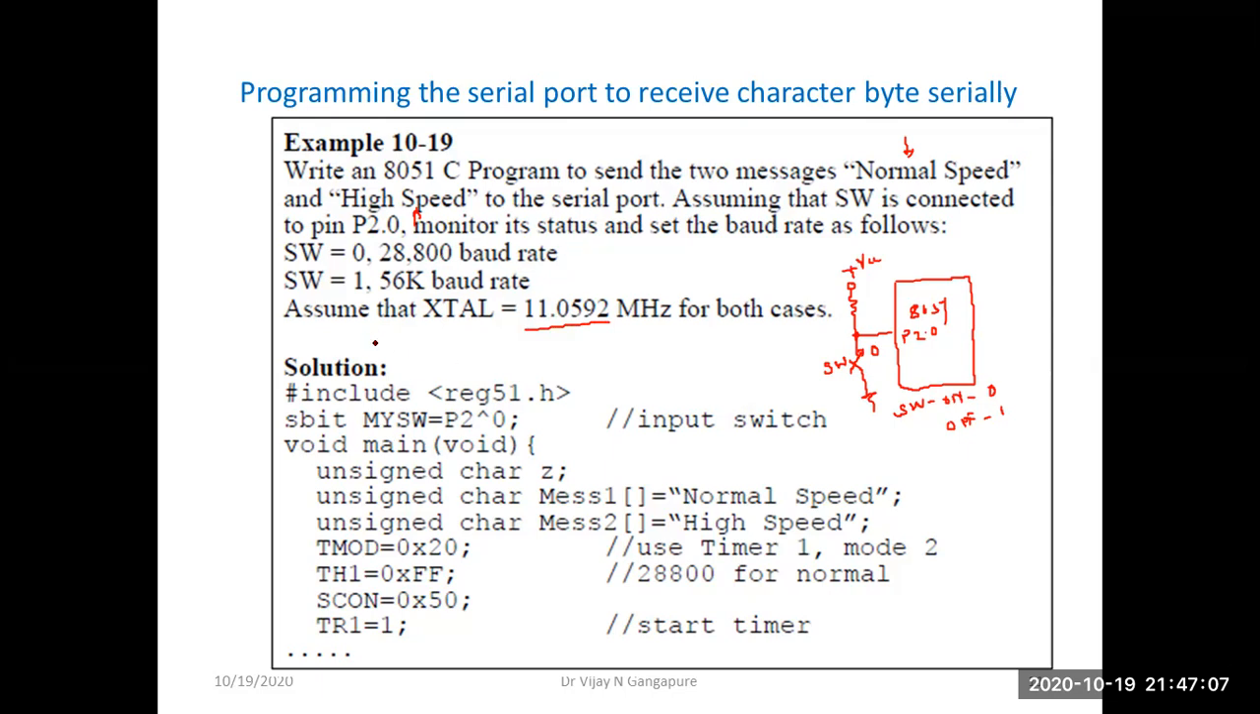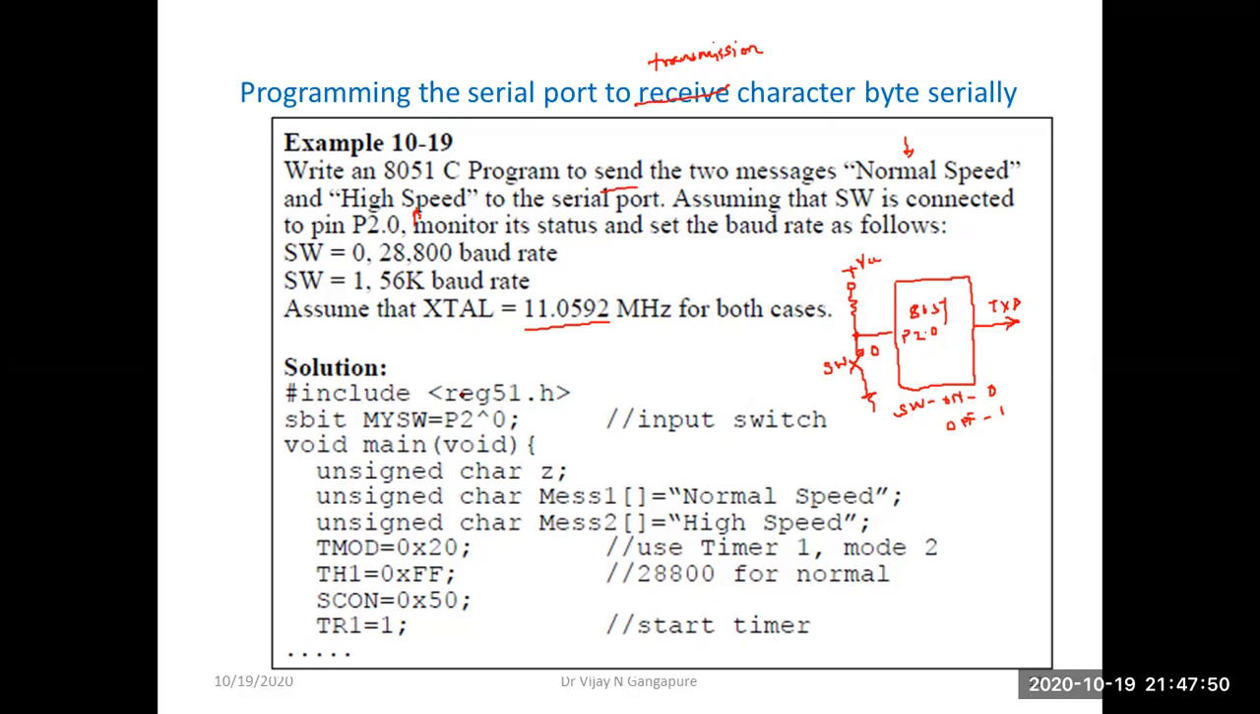Okay, now see here, the program is written for this. This program is actually a transmission. We are not receiving any data serially in this program. We are sending two messages, that means transmitting, and that will happen on the TXD pin of the 8051. So these messages we have to transmit via this TXD pin. For that the program is written.